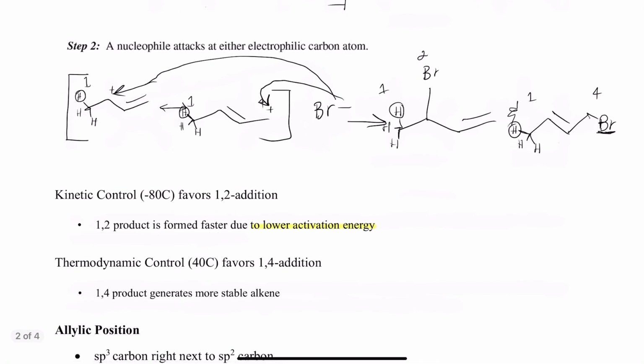So if we go back and compare our 1,2 addition versus our 1,4 addition, our alkene in our 1,2 addition has a terminal double bond, so we don't have any alkyl groups on the right side of our double bond. But we have one alkyl group on the left side of our double bond, so our 1,2 addition would be monosubstituted. Whereas if we look at our 1,4 addition, looking at our alkene, we have 2 alkyl groups on the double bond. Our 1,4 addition is disubstituted. And so that's an example where we can see that if we were to go with our thermodynamic control, if we were to go with our 1,4 addition, we'd be generating a disubstituted alkene, whereas our 1,2 will only generate mono.